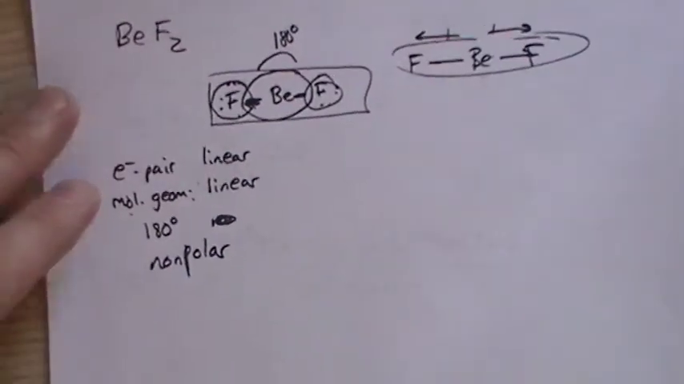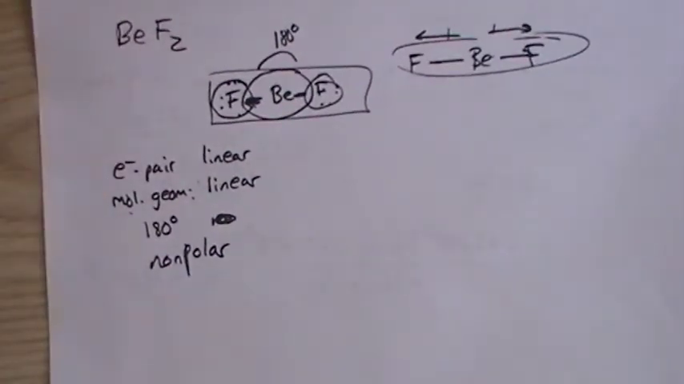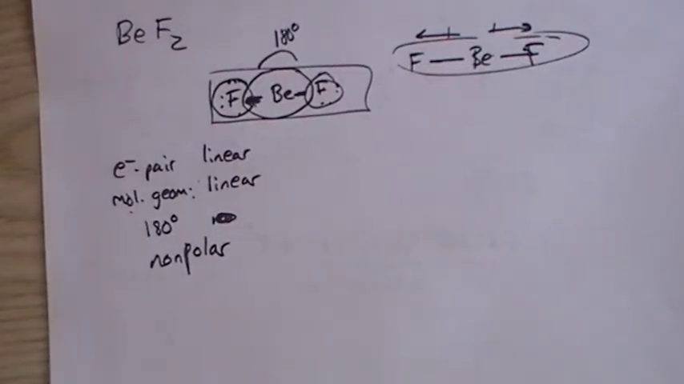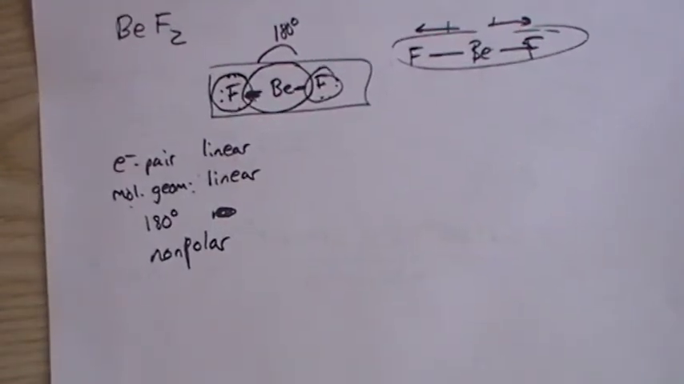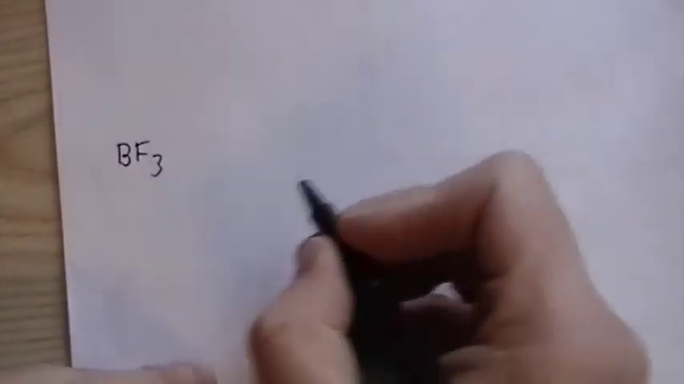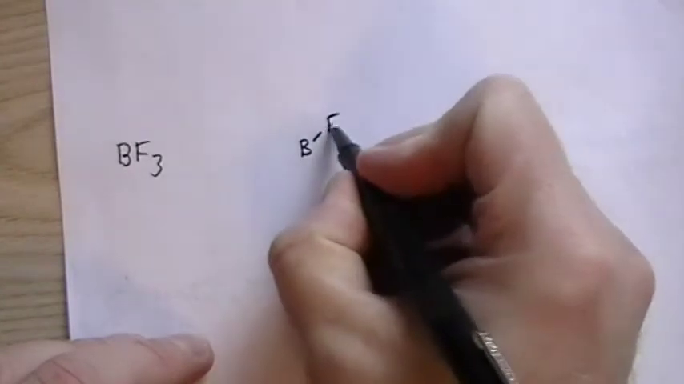And that's what I'll be looking for in each of these. So that's what we will want to do, is find the electron pair arrangement, the molecular geometry, the bond angle, or bond angles if there's more than one type, and then the polarity. These are nonpolar. Let's look at boron trifluoride. Write out the Lewis structure.